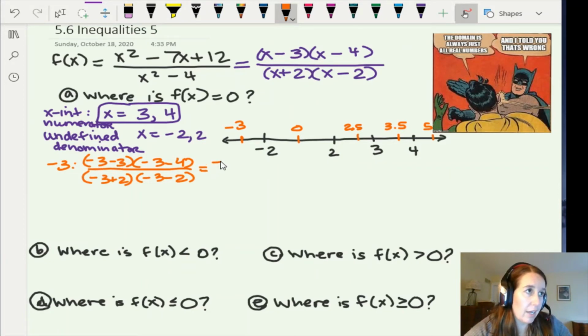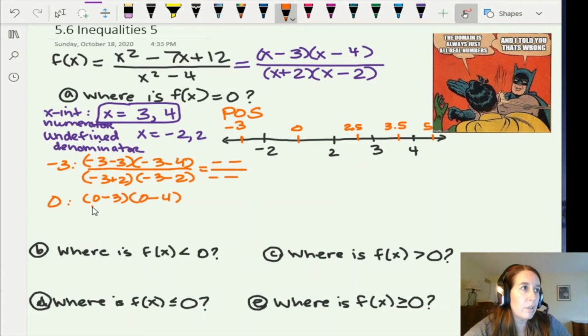So that's a negative number there. That's a negative number. This is also a negative number, and this is a negative number. Okay, so four negative signs is an even number. So this part is positive. Okay, anytime you have an even number of negative signs. All right, we're going to put in 0 to the function. So that's 0 minus 3 times 0 minus 4 over 0 plus 2 times 0 minus 2.